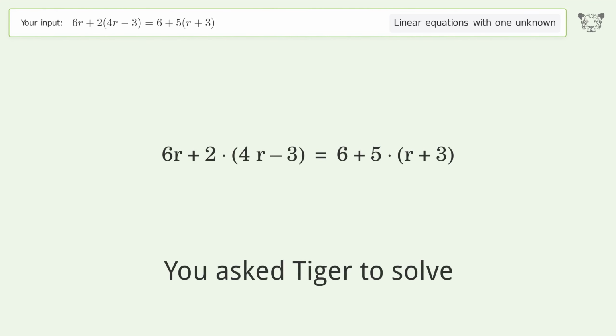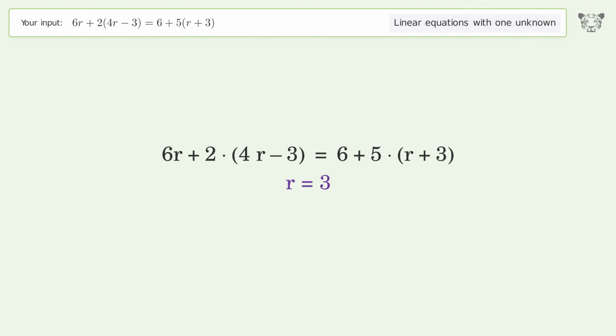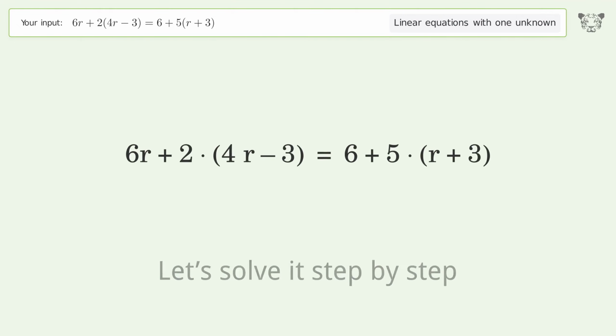You ask Tiger to solve. This deals with linear equations with one unknown. The final result is r=3. Let's solve it step by step.